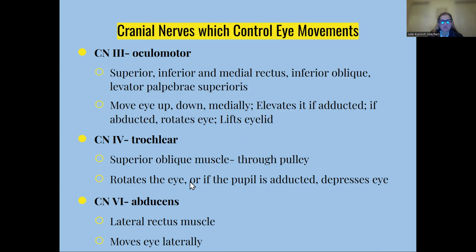Or if they're having trouble depressing the eye when the eye is adducted, could this be the trochlear? Or moving the eyes laterally, one eye or two eyes. And we'll talk about that in assessment, whether you're assessing one or two. Okay, so this is really important to know these three cranial nerves and what they do.